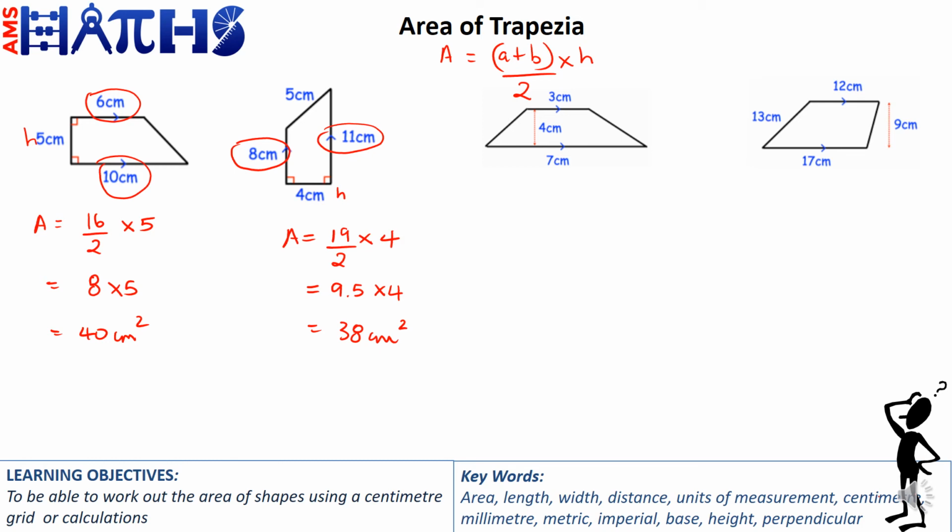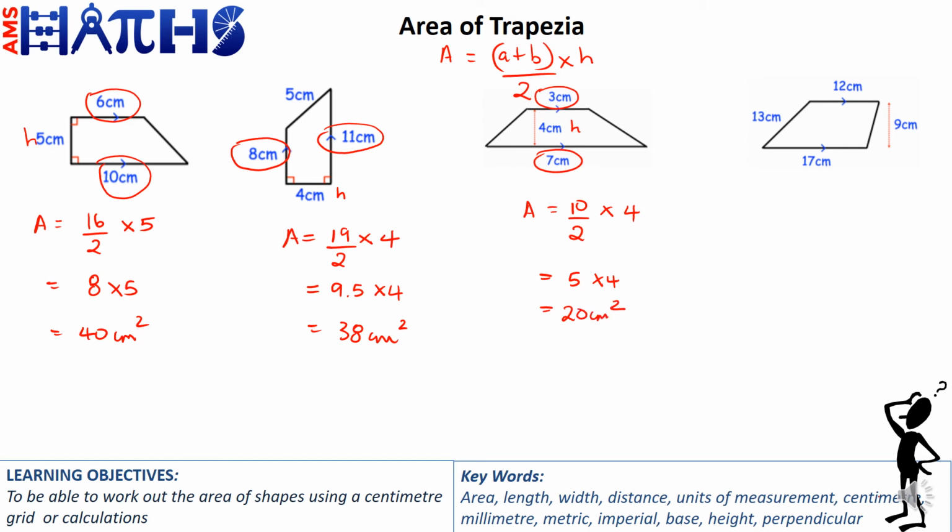For the first one, we identify our parallel sides, which are 3 and 7, and the height between the parallel sides is 4. So the area will be: add the parallel sides, 7 plus 3 is 10. Divide that by 2, then multiply by the height, which is 4. 10 divided by 2 is 5, and 5 times 4 gives us 20. So it's 20 centimeters squared.